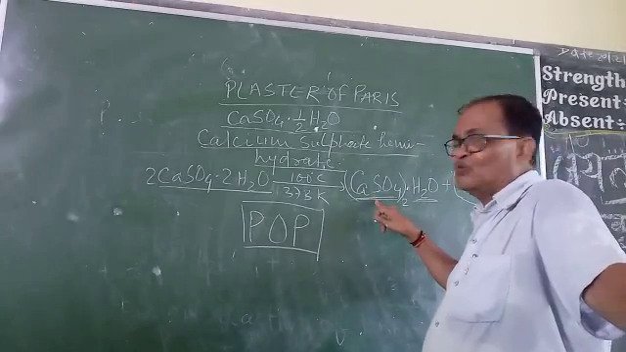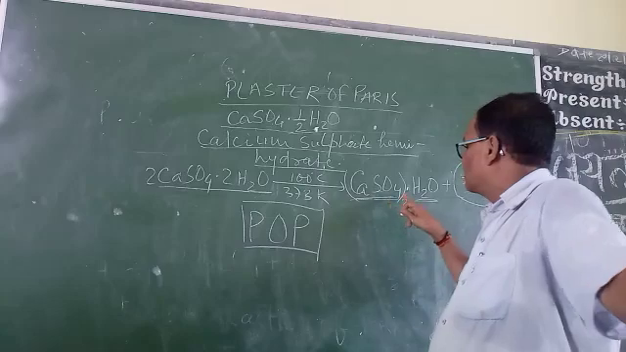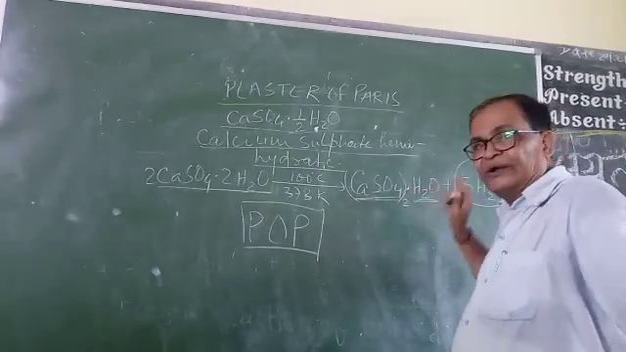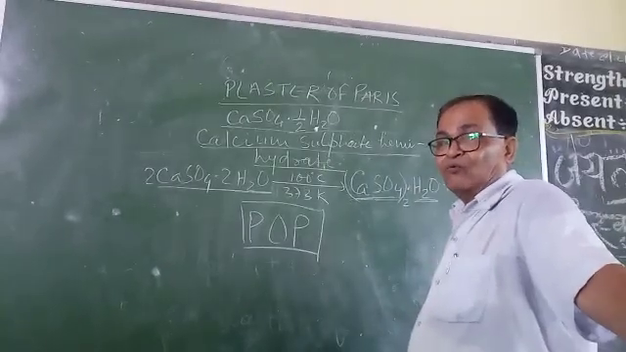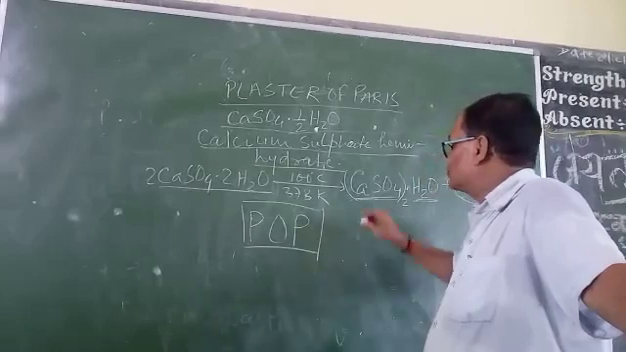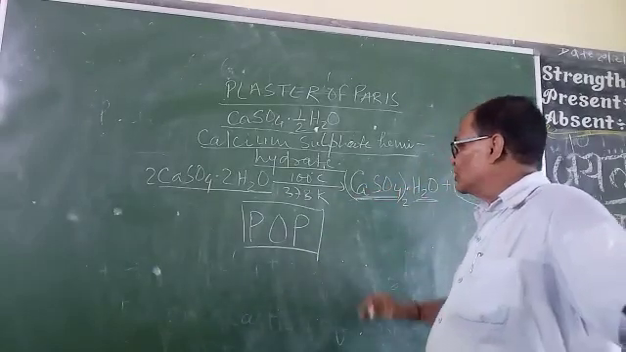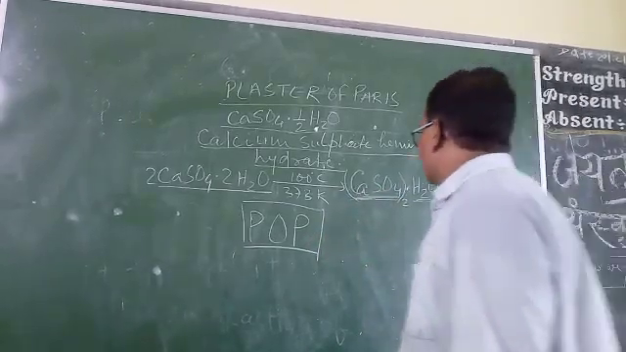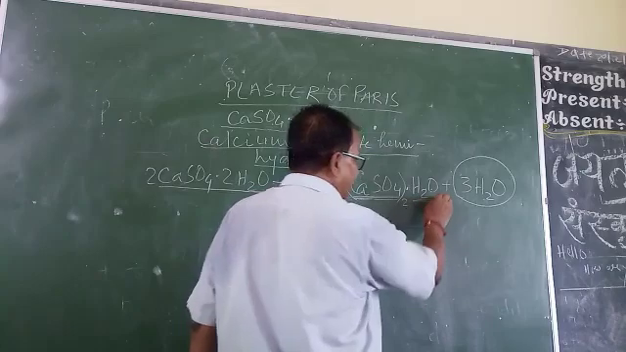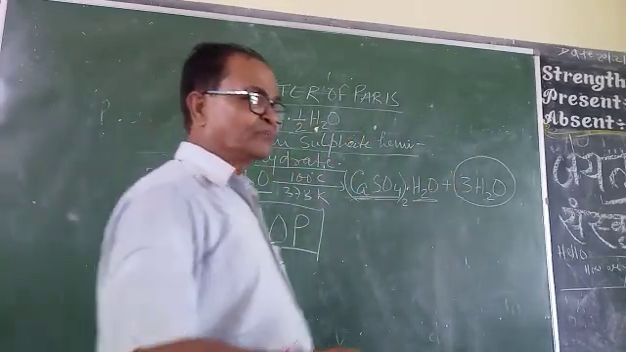The actual molecular formula of POP, that is plaster of Paris, is (CaSO4)2.H2O. It means one molecule of water of crystallization is attached to 2 molecules of calcium sulfate. So now we can say that calcium sulfate hemihydrate is known as POP.